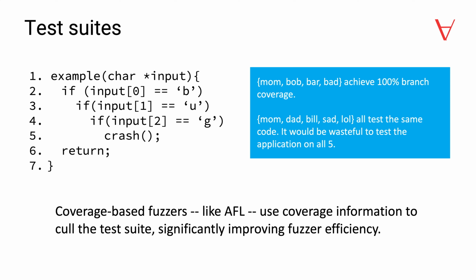What AFL did, and coverage-based fuzzers like AFL, is they use coverage information to cull the test suite, significantly improving fuzzer efficiency. They keep a set of inputs, which they call the min set, which represent the minimum set of test cases that trigger all observed behaviors, and they fuzz based on those. They're doing mutation-based fuzzing based on those to try to uncover new coverage.